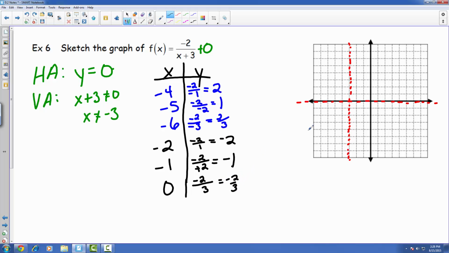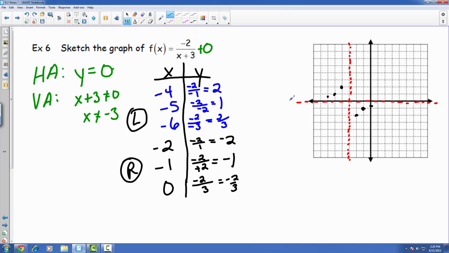Going ahead now and graphing these things, we have -4, 2. So -4, 2 is right here. -5, 1 is right here. -6, 2/3 is right here. And again, this was on the left side. On the right, when we throw those points up, we end up with -2, -2. So we have -2, -2 down here. -1, -1. And then 0, -2/3. Right there.